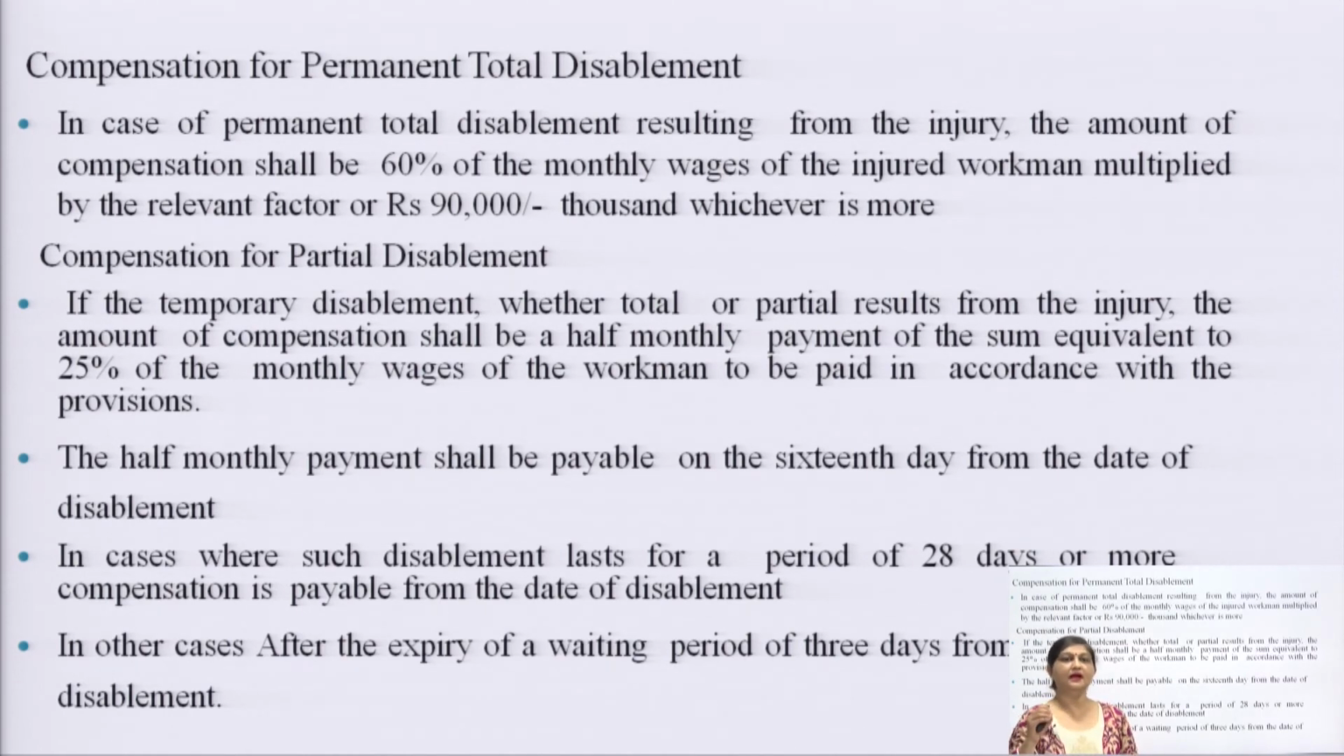Now, this is something which has to be taken care of by the employer: in case of half monthly payment, he has to make the payment before the expiry of the 16th day of disablement. In case where such disablement lasts for a period of 28 days or more, compensation is payable from the date of disablement. If this is the case, then compensation has to be paid within the 28 days of the disablement.